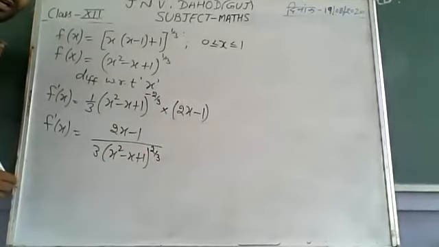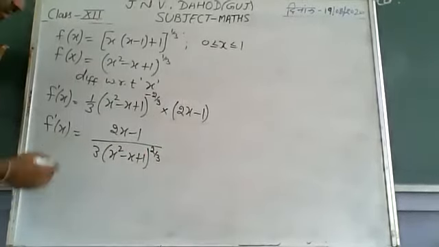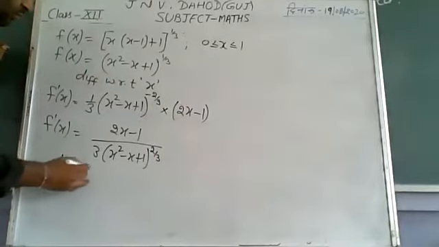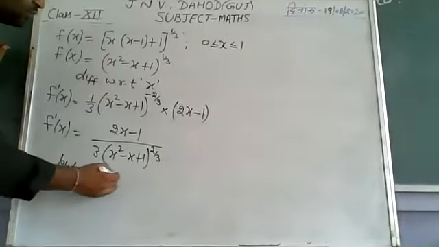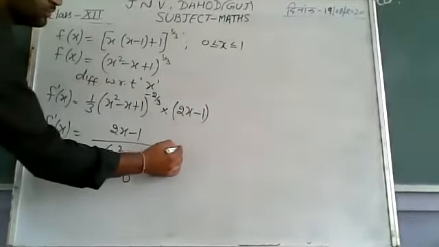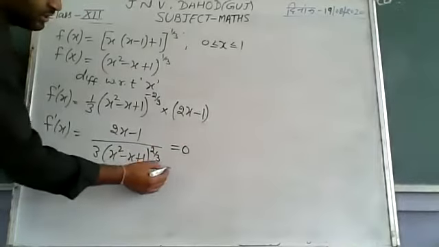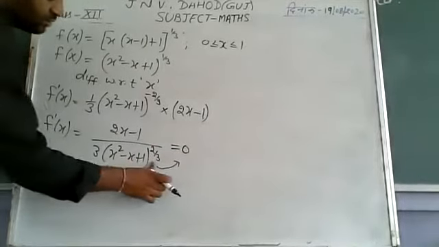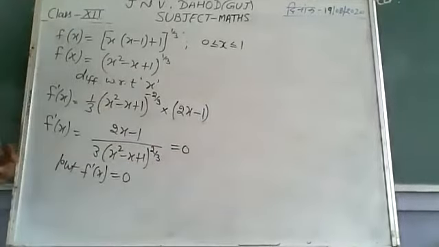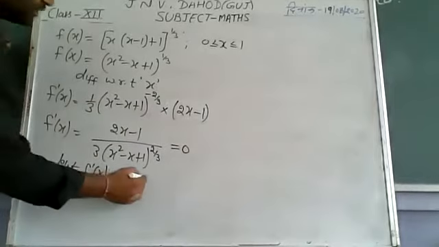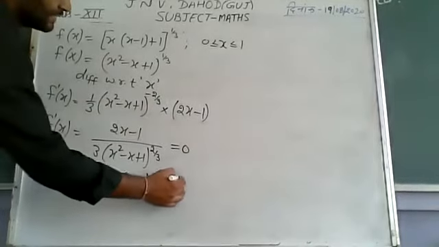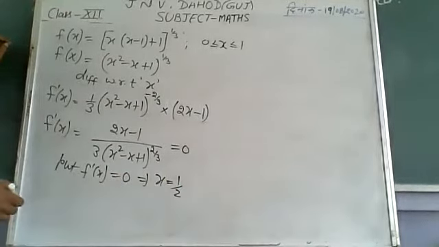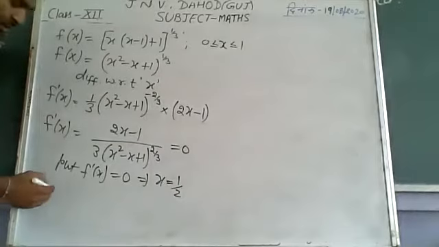Now to find the critical point, that is the turning point, put it equals to 0. Put f dash x equals to 0. 0 put up करें तो ये right side जाके eliminate हो जाएगा. So we are left with 2x minus 1 equal to 0. On simplify, we find x equal to 1 upon 2. So we are having the turning points.